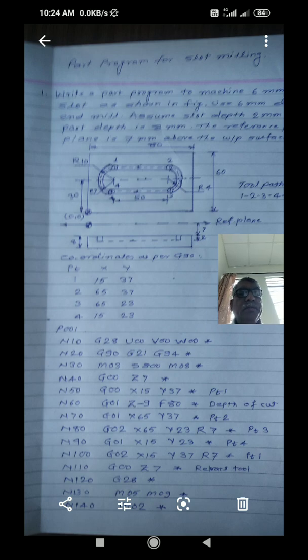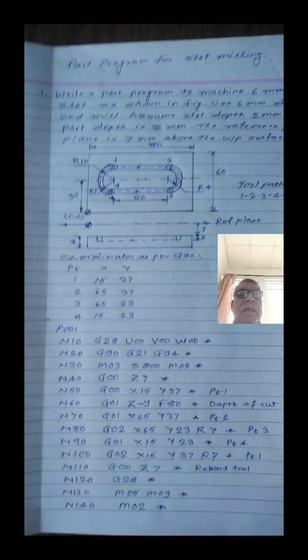Is it clear? The total slot length is 70 millimeter, and the center distance between the arcs is 50 millimeter. Then the outer arc radius is 10 millimeter and the inner arc radius is 4 millimeter. Is it clear?